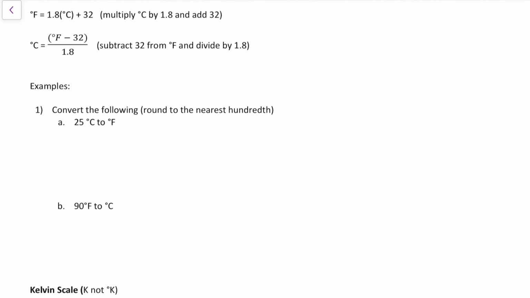If I want to convert 25 degrees Celsius to Fahrenheit, and we're rounding to the nearest hundredth for these, then Fahrenheit equals 1.8 times 25 plus 32. So we're going to do 25 times 1.8, which gets us 45. And then we add 32 to get 77 degrees Fahrenheit.